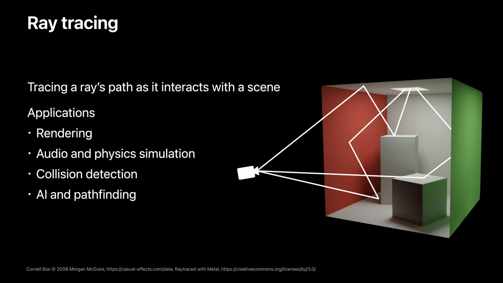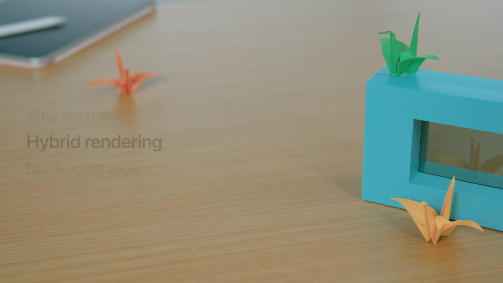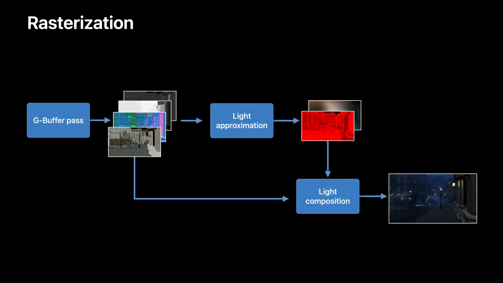Since ray tracing is such a powerful technique, we'd like to bring together ray tracing and rasterization to get the unique benefits of each. And we can do so through a technique called hybrid rendering. Now let's look at how to create a hybrid rendered frame and some use cases for this technique. If we start from our rasterized frame diagram, we can use ray tracing to replace some or all of our light approximation passes.